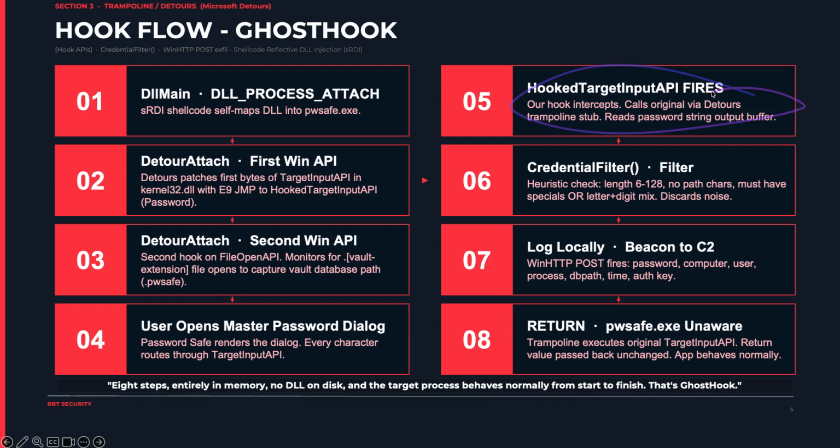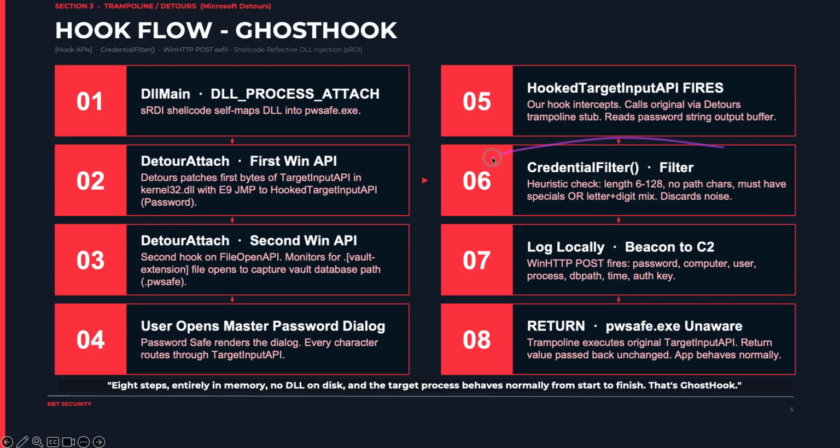Step number 5 is basically here. This is where it fires: the user hits enter, and then we hook and intercept the call. So we call the original function through our trampoline. The app keeps working perfectly fine, and we read the output buffer. That basically is the password in plain text right in memory.